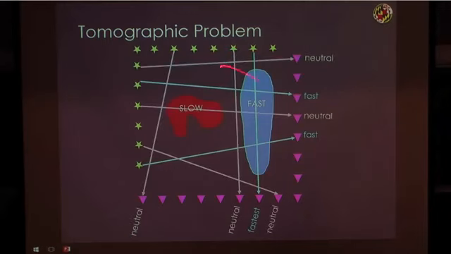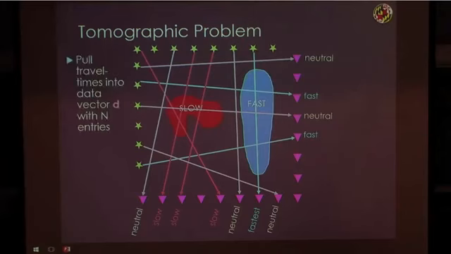But then there's going to be a lot of other paths that are kind of neutral. Like they go through this background stuff, and so they go at whatever the average velocity is. And then you're going to have some other paths that are slow. And I didn't draw all the possible paths because that would get very tedious, and I was running out of time.